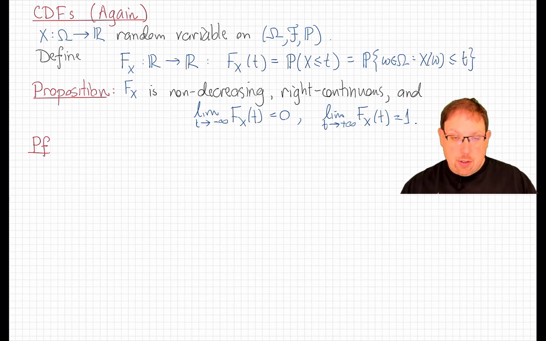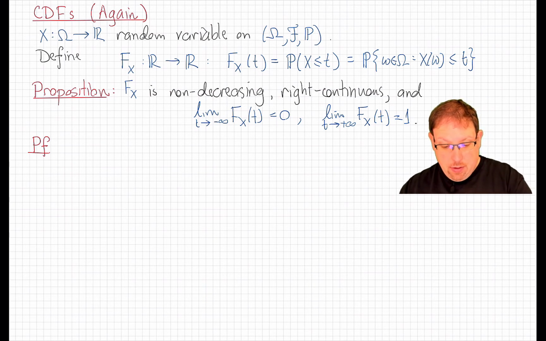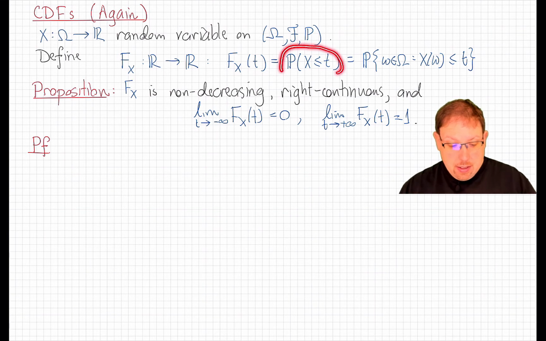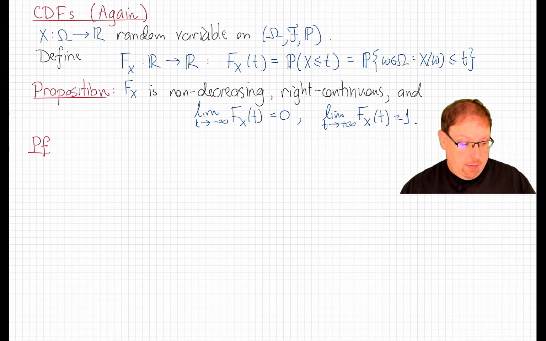But that looks just like our definition of the CDF of a Radon measure. And in fact, we'll see in a moment that it is. But for now, let's just check that this function from reals to reals does in fact satisfy all of the conditions of a CDF. It is non-decreasing, right continuous, and has the correct limits at plus and minus infinity.